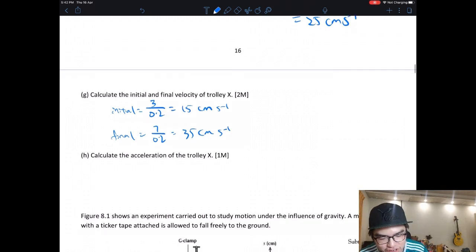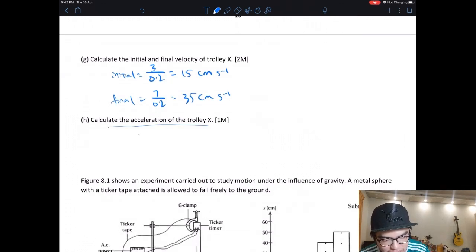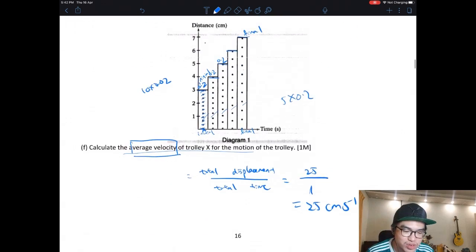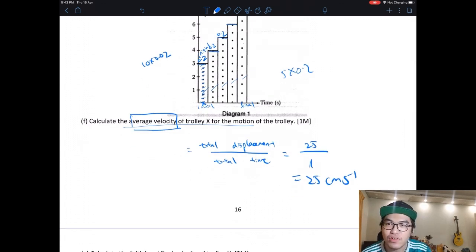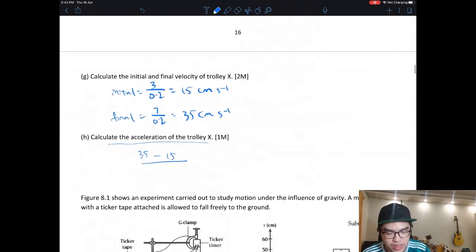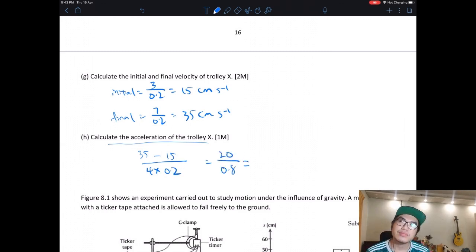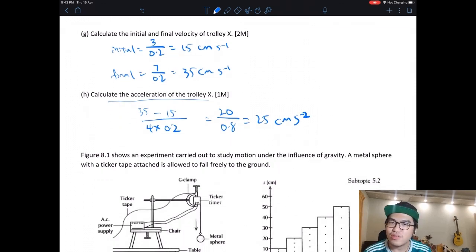Okay, calculate the acceleration. So final minus initial. So what's my total time? Remember just now, don't count the first strip. So how many strips here? 1, 2, 3, 4. 4 strips. Each strip is 0.2. Okay, so 20 divided by 0.8. It should be around 25. Alright, simple. Okay, that's how you score 1 mark.